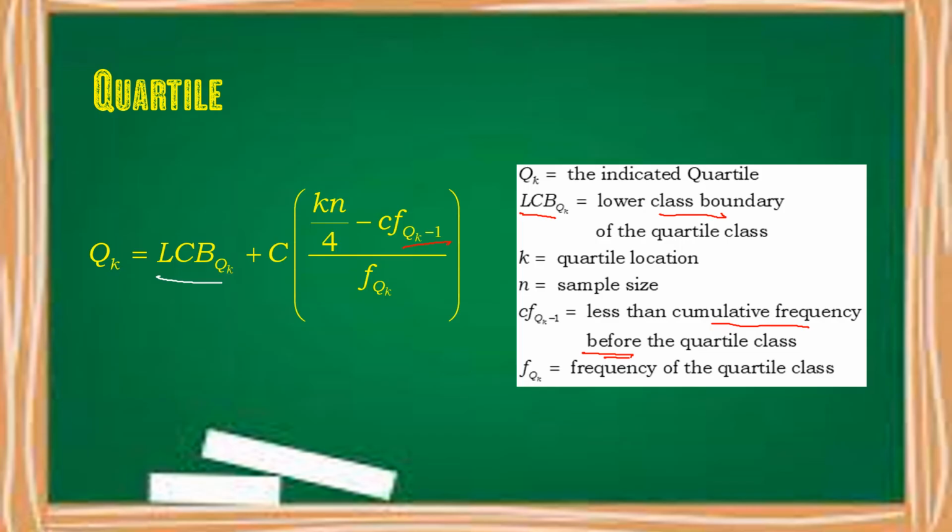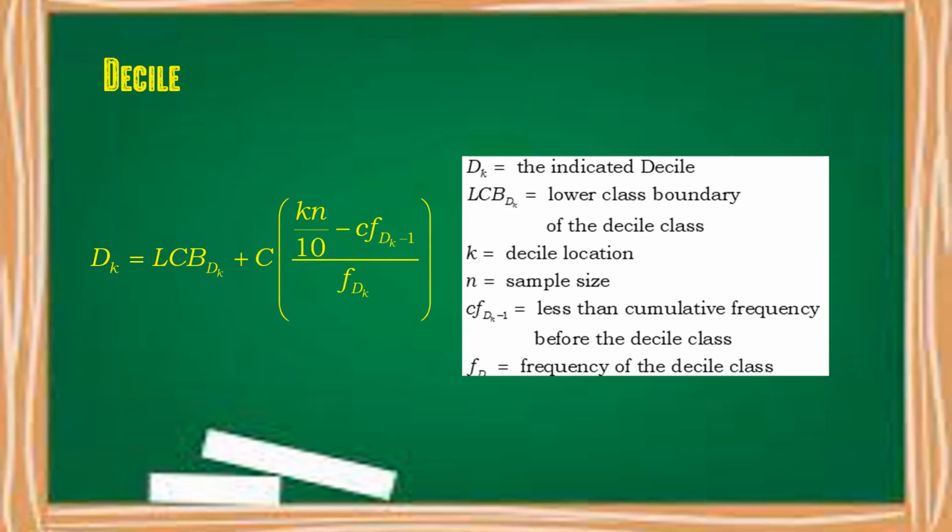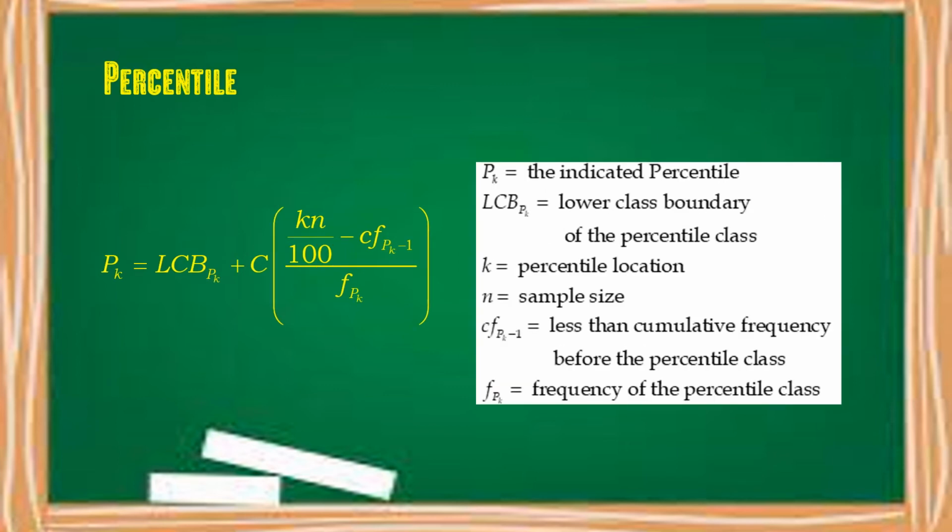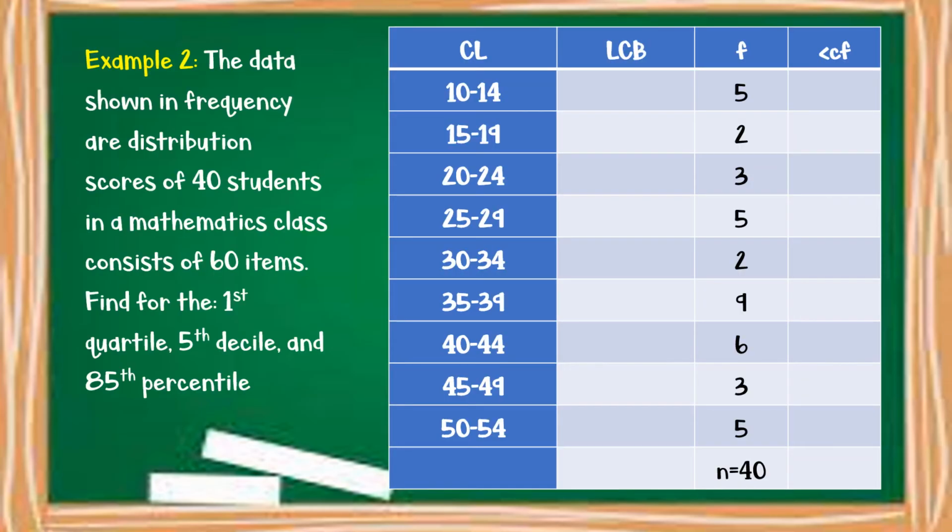Okay, same din ng decile, but this time, this is divided by 10. Same formula. And for percentile, it's divided by 100. Let's take a look at this example. So the data shown in frequency distribution of 40 students, okay, in a mathematics class. Consists of 60 items. We need to find the first quartile, the 5th decile, and the 85th percentile.